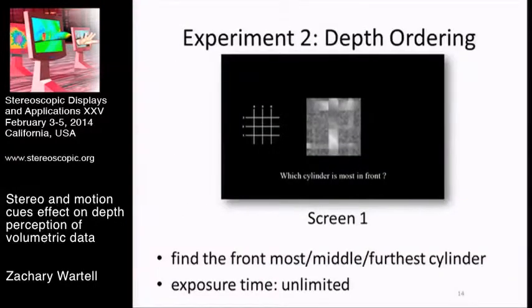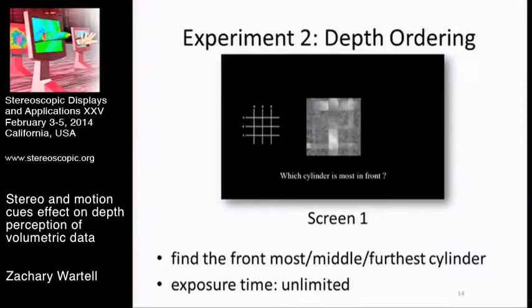So the next task was a bit more complicated. The user saw only one screen per trial. On the side of this polygonal mask, again at zero parallax, was numeric labeling for the six cylinders, and they were asked one of three questions: which cylinder is most in front, which is most in back, or which is in the middle. They had to press a numeric key indicating which corresponded to that particular question.